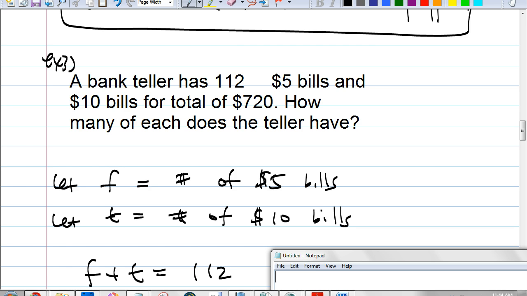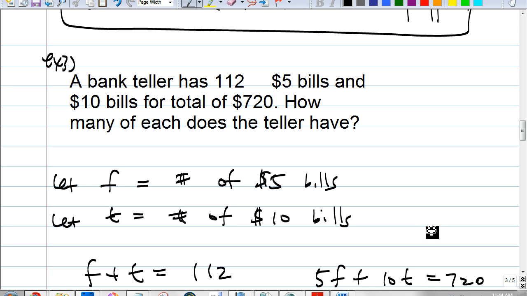Danielle, did you have a question? Do you know the second equation? Good. Danielle, can you tell me the second equation? Should I use F and T? Yes, because we're using 2 variables. Now you're free to use 2 variables. 5F plus 10T equals 720. That's exactly right.